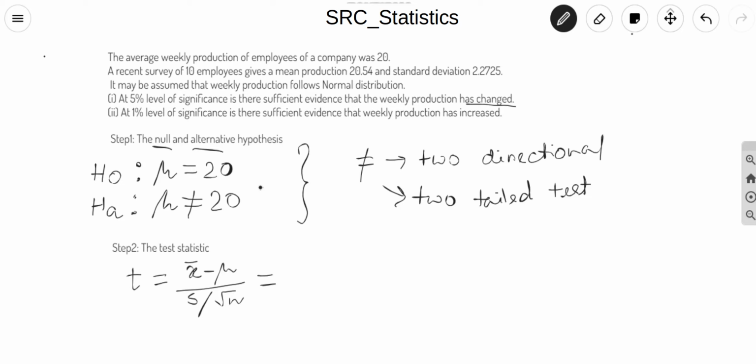X bar is the sample mean, and a sample of 20 employees gives mean 20.54. And mu is the hypothetical mean, that is 20. S is the sample standard deviation, given to be 2.2725, divided by square root of n, that is the sample size. Okay. Calculating this, we get the value as 0.75.